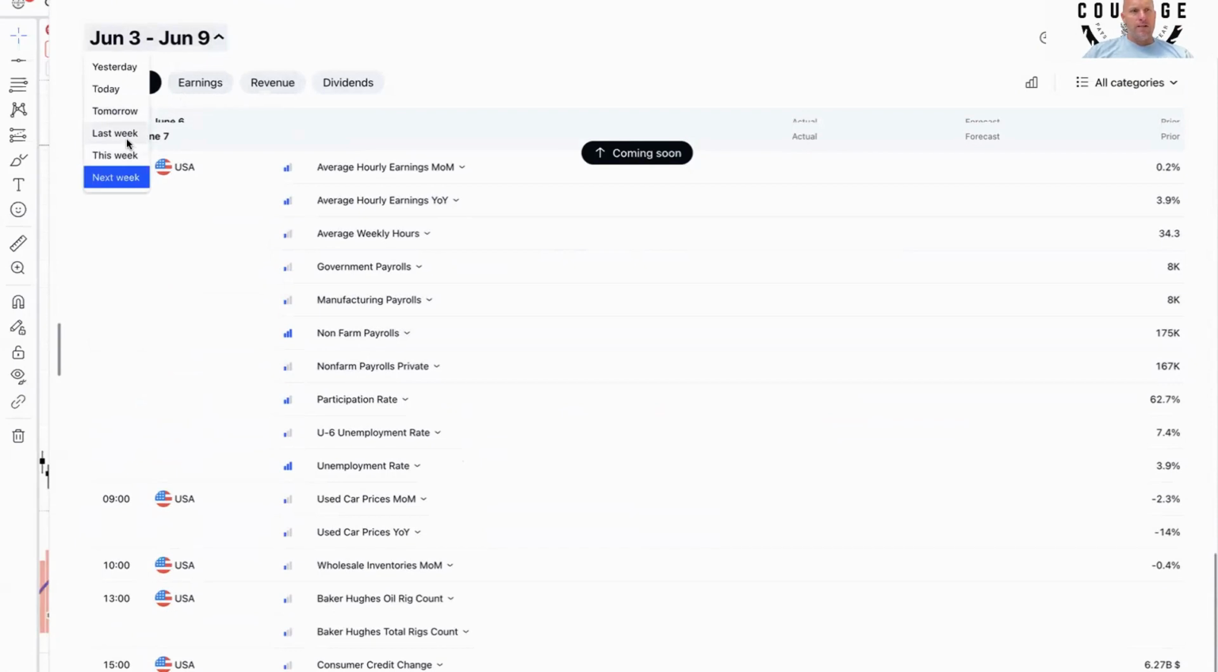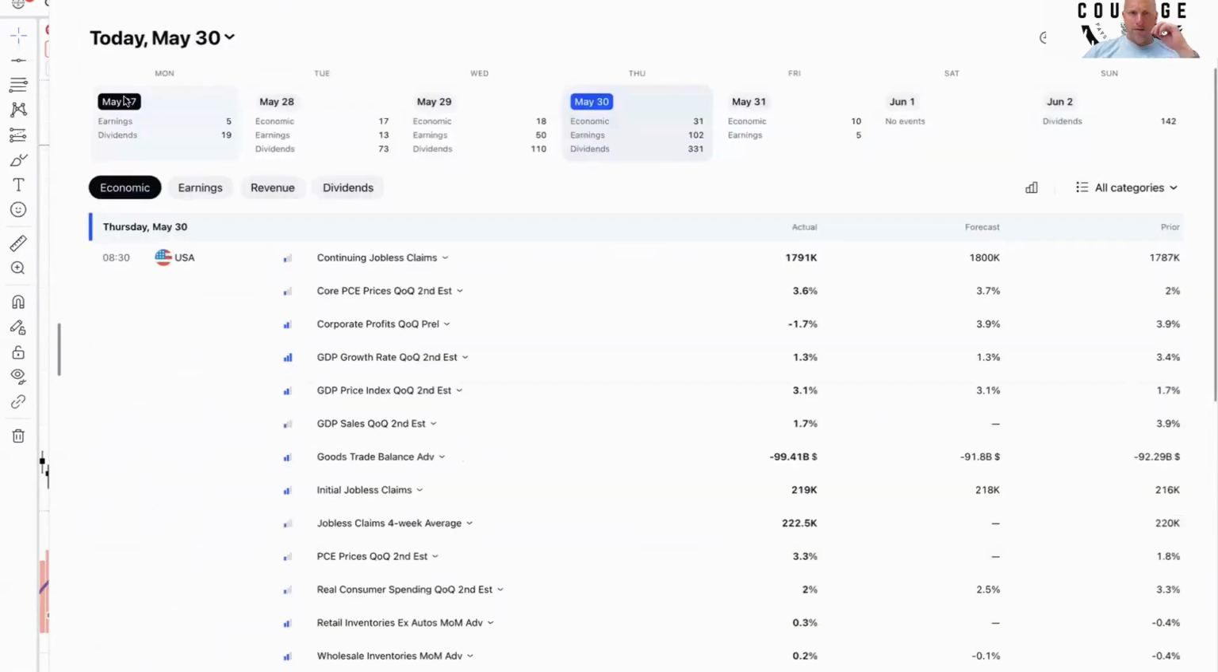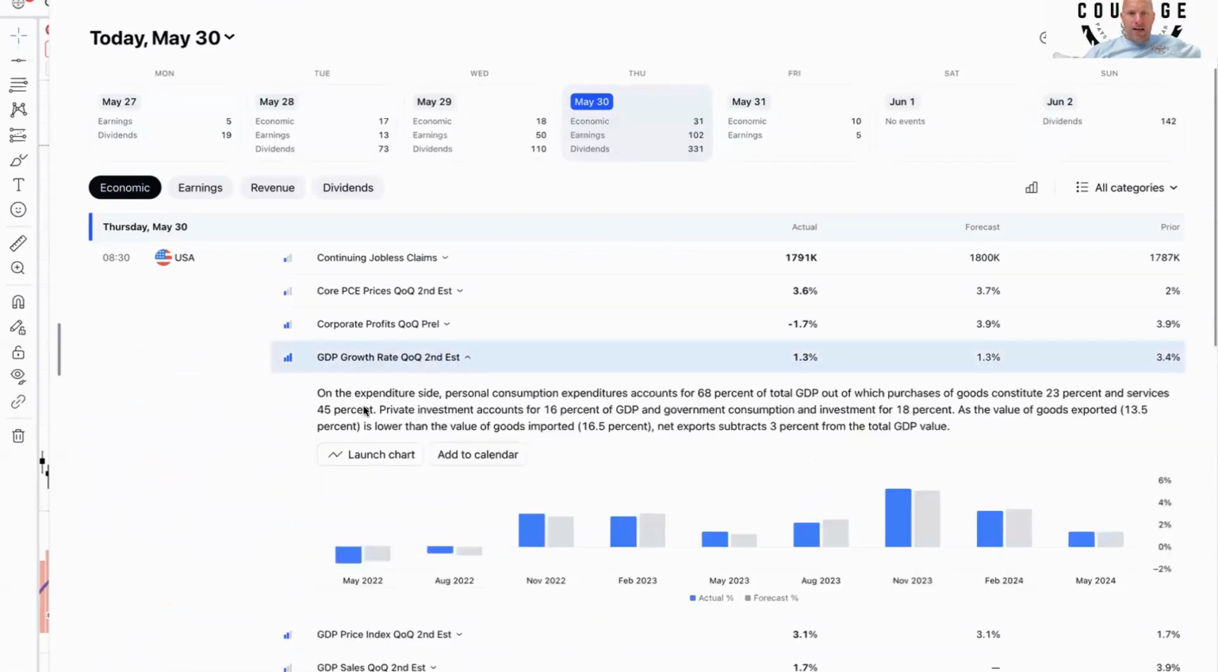What I wanted to talk about today is the GDP, which was released. Another cool feature about this economic calendar is if you click on the GDP growth rate, quarter over quarter, second estimate, it gives you a description of what that data is.